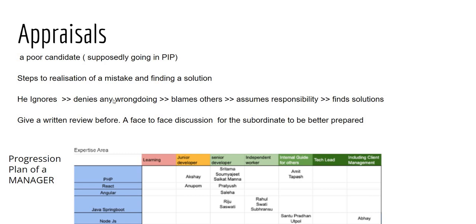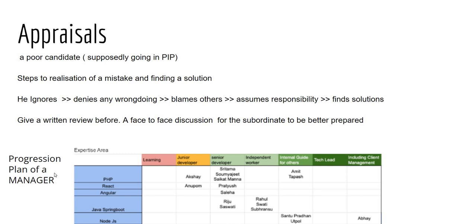There's another possibility where he says no, this is not something that I have done. So he denies doing it. Then the third stage is where he blames others, but at least the good part is that he accepts that there has been something wrong. The fourth stage is where he assumes responsibility. He accepts that it was done because of him. And finally, the fifth or the higher stage is where he makes an effort to find solutions. And as we discussed earlier, always give a written review before the face-to-face discussion so that the subordinate is better prepared during the meeting.